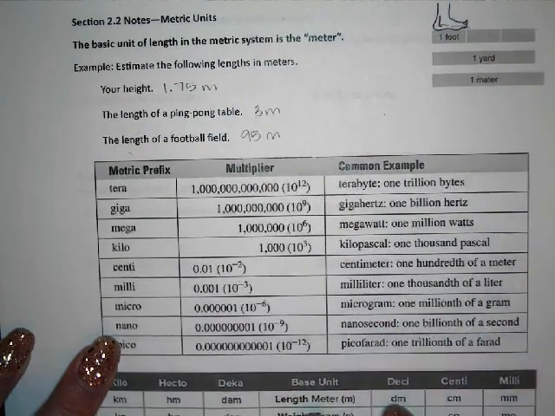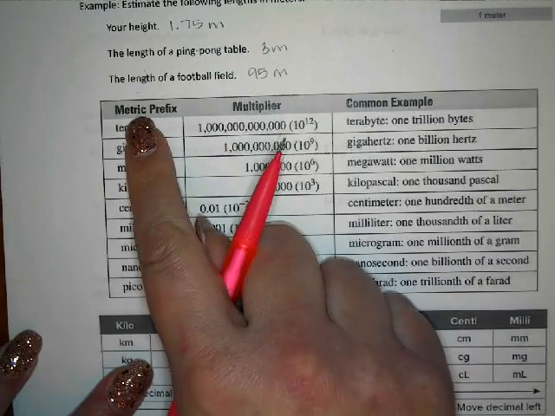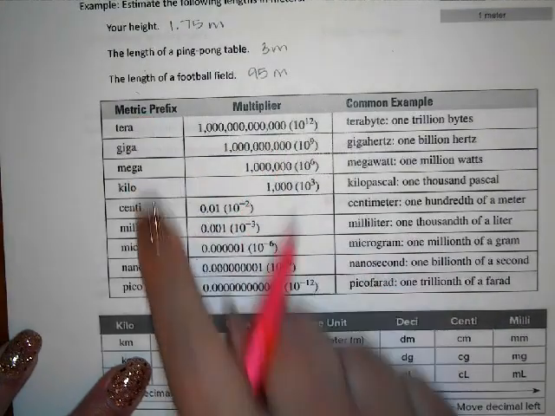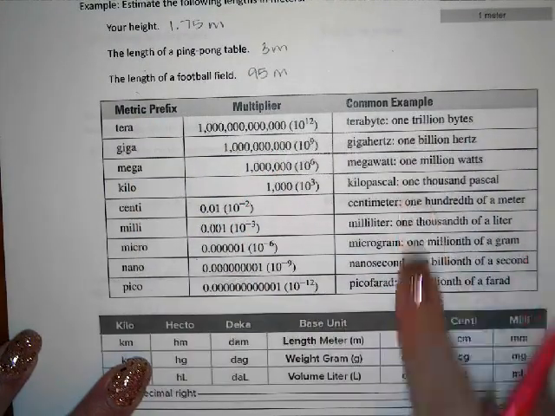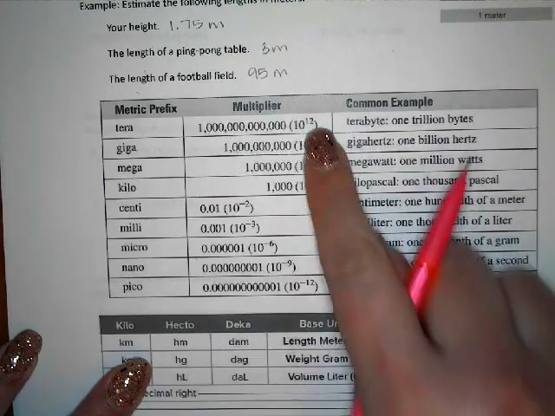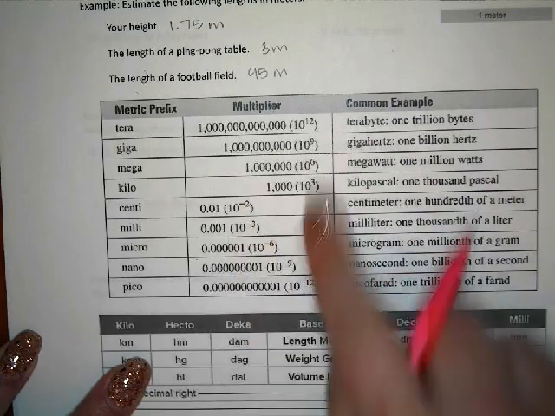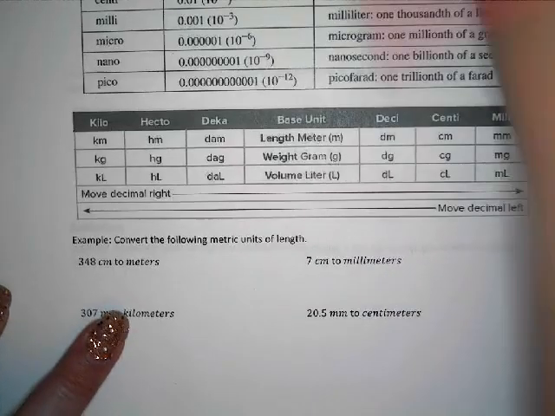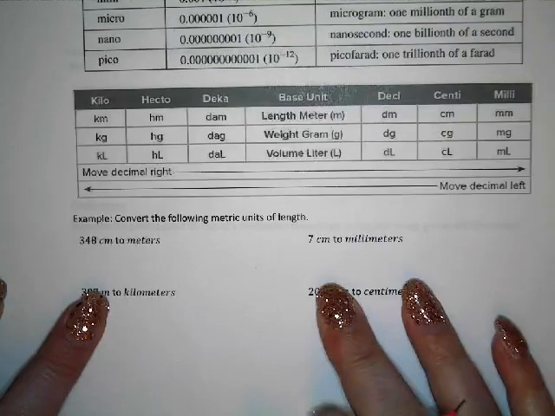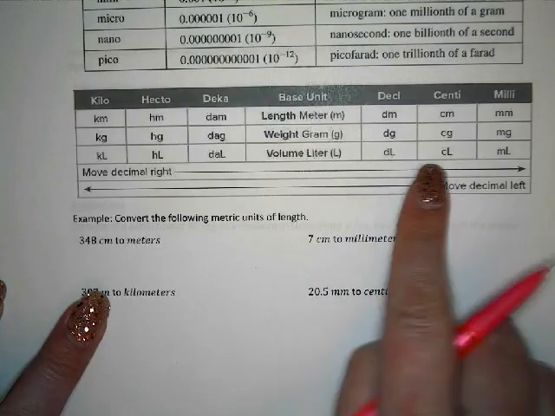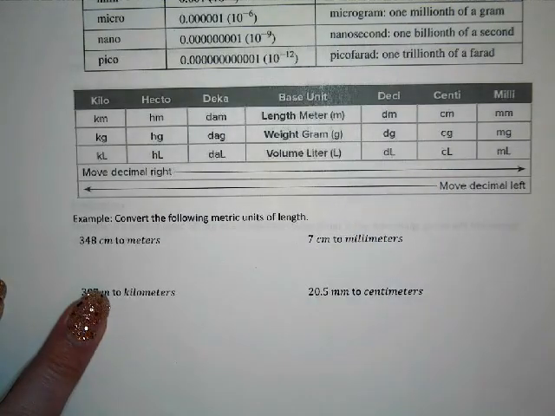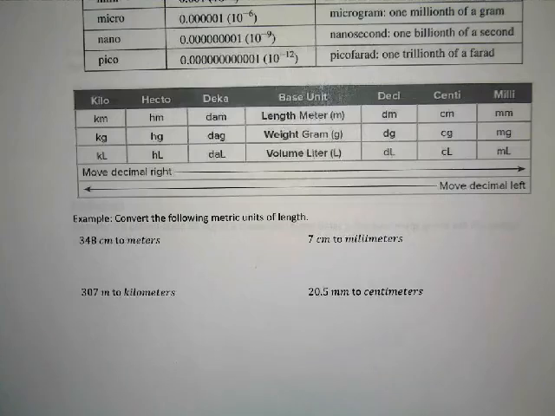Here we have some common examples of the different metric prefixes and places that you might have heard them before, and then it shows just the different powers of 10 that have been used in those prefixes. But we'll go ahead and do some conversions so you can see how you can move the decimal back and forth, but we're also going to compare it with our unity fractions so we can see how that would work as well.